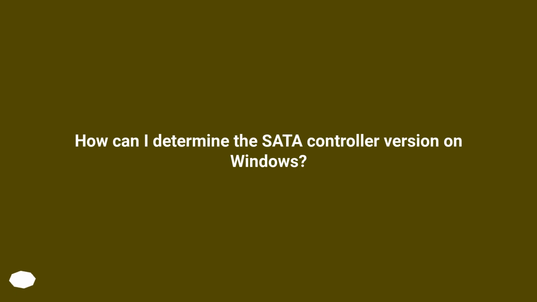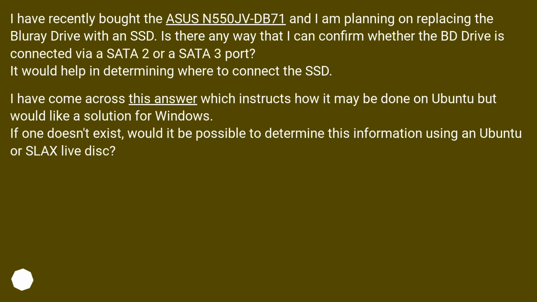How can I determine the SATA controller version on Windows? I have recently bought the Asus N550JV DB71 and I am planning on replacing the Blu-ray drive with an SSD. Is there any way that I can confirm whether the BD drive is connected via a SATA 2 or a SATA 3 port? It would help in determining where to connect the SSD.